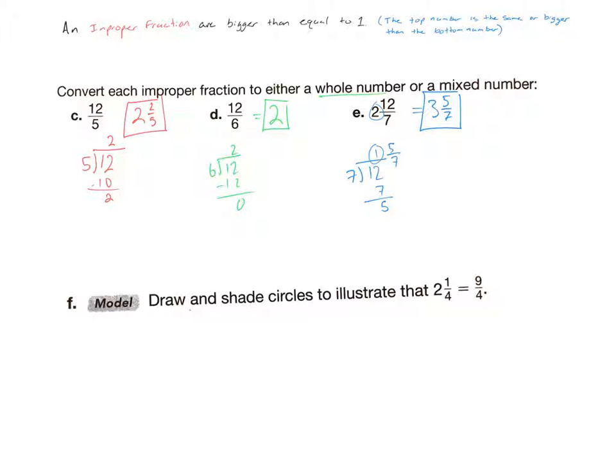Alright, this next one says, draw and shade circles to illustrate that 2 1/4 is the same thing as 9 over 4. So if we draw, I think we're going to need 3 circles.